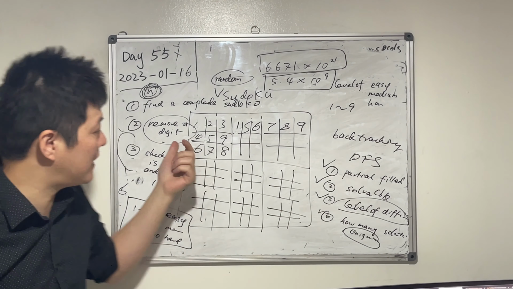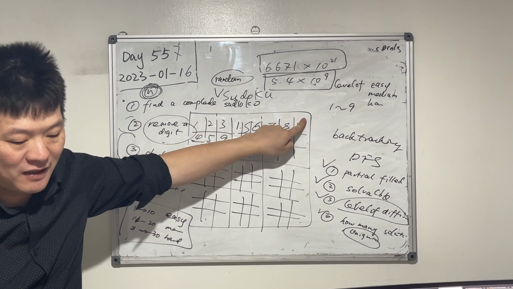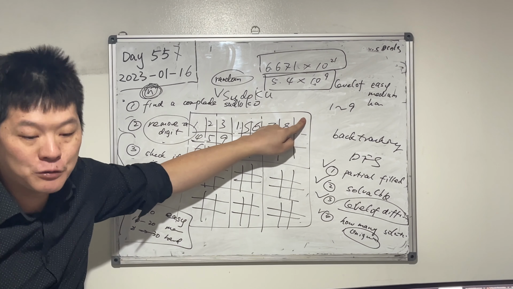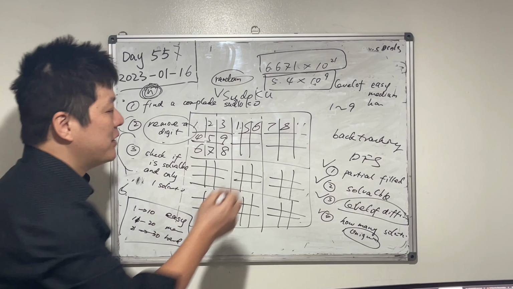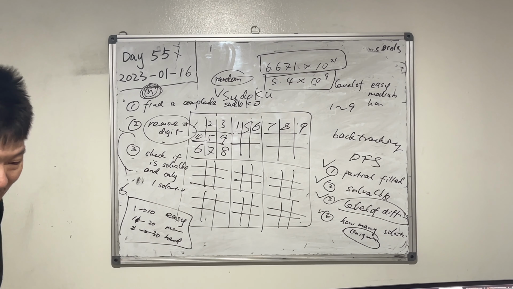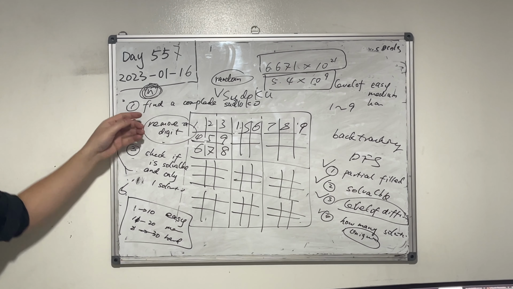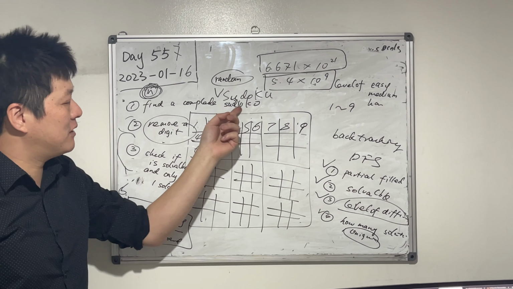For example, if we remove this 9, and then we find out there are 2 solutions, then we have to put the number 9 back. Make sense? Okay, so the first step is to find a completed random Sudoku.